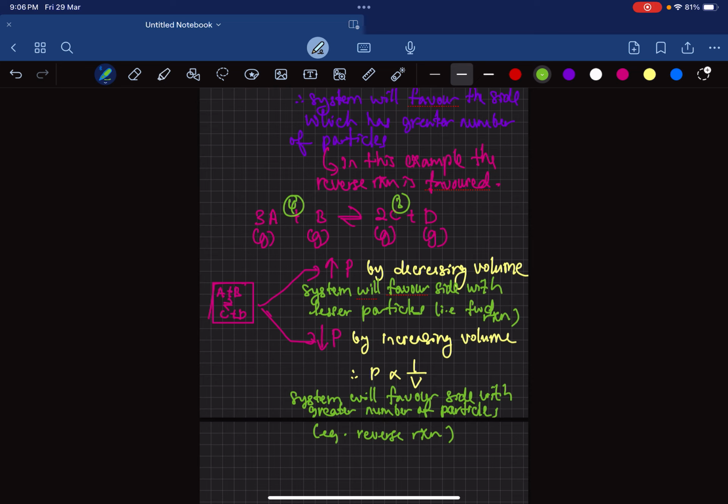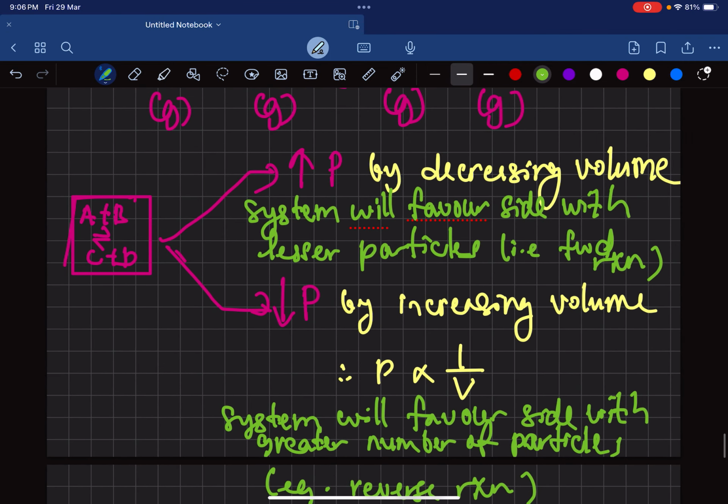All right, and one last thing I want to tell you here. In these cases where we are manipulating volume, when we decrease volume or increase pressure, both rates go up. And in this case both rates go down, because increasing volume is the same as diluting. Whenever you dilute something, the rates will decrease. So in this case both rates will go up or go down depending on what we are doing.